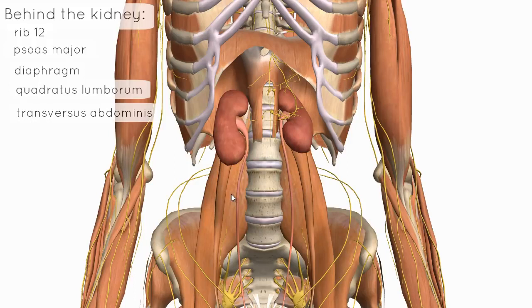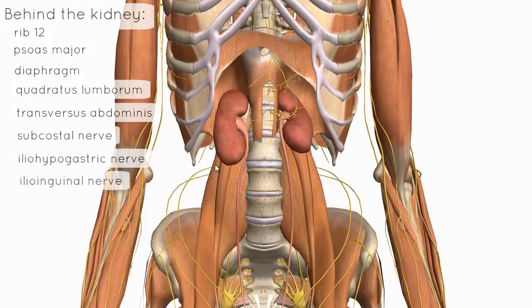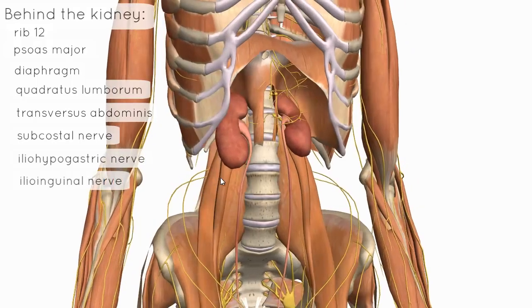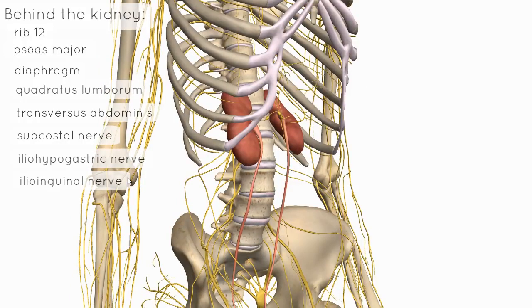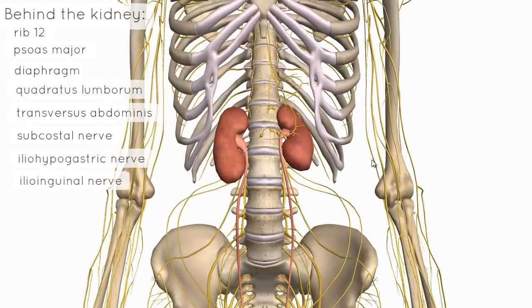And then you've got a couple of nerves. So you've got the subcostal nerve, the iliohypogastric nerve, and the ilioinguinal nerve. You can see the iliohypogastric and the ilioinguinal nerve here. So that's what lies behind both the kidneys. But what lies in front of the kidneys is different for the right and the left kidney. We'll take a look first at the right kidney.